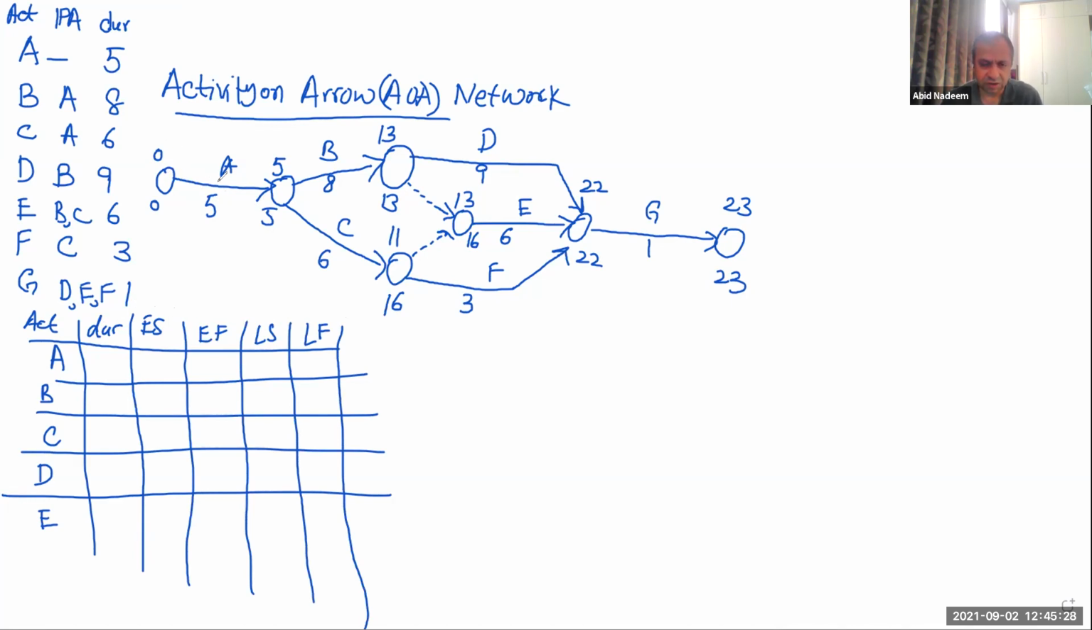So for activity A, we will choose these values, this one and this one. For activity B, we will choose the opposite values. And for every activity, we will choose these opposite values, and later on we will fill in the rest. So the durations over here were 5, 8, 6, 9, and then 6, and so on.